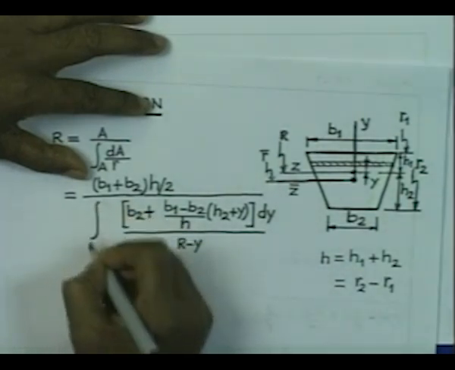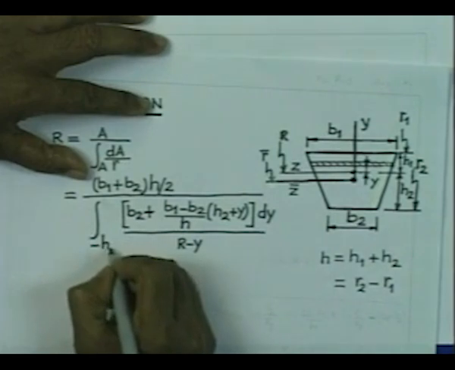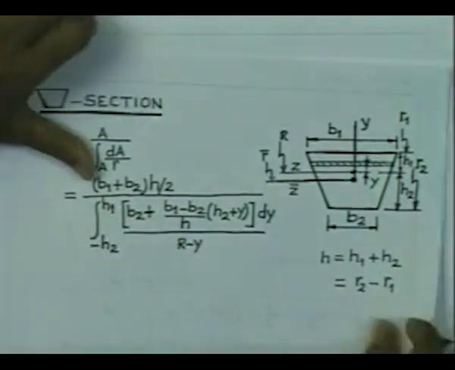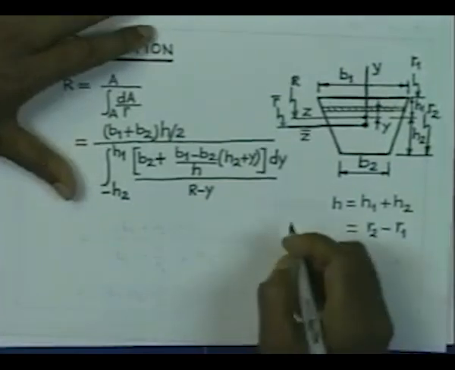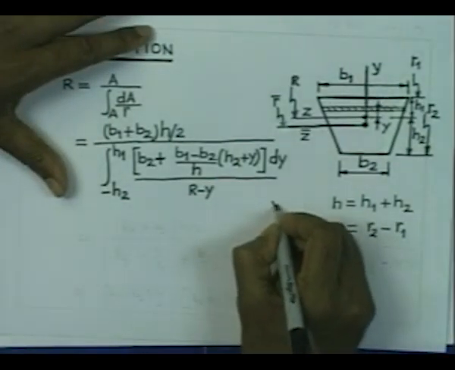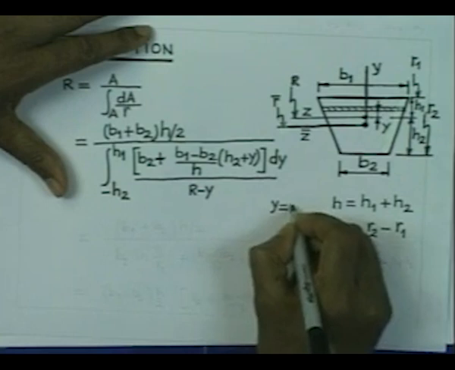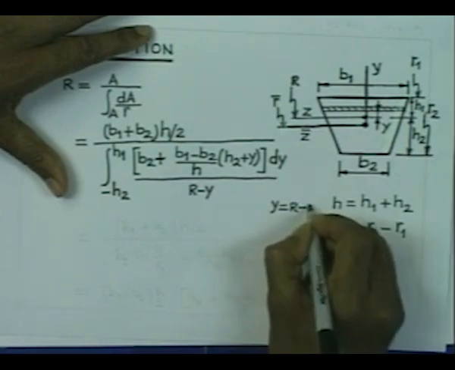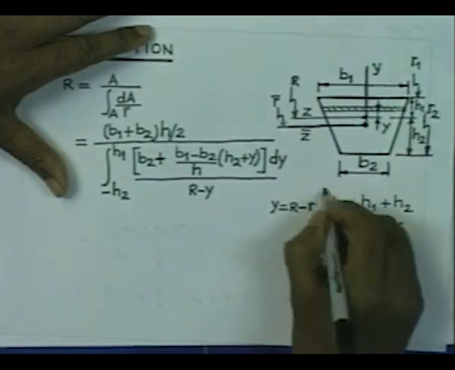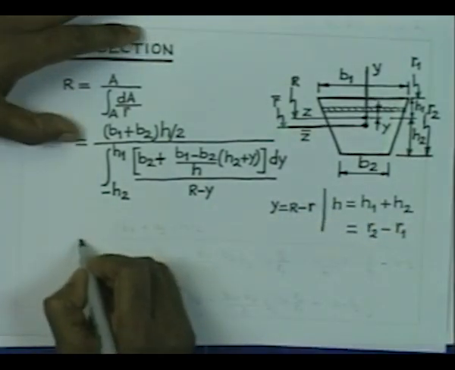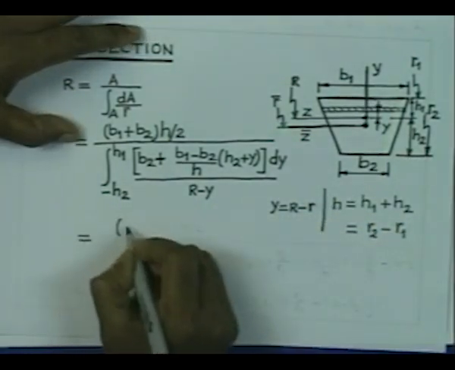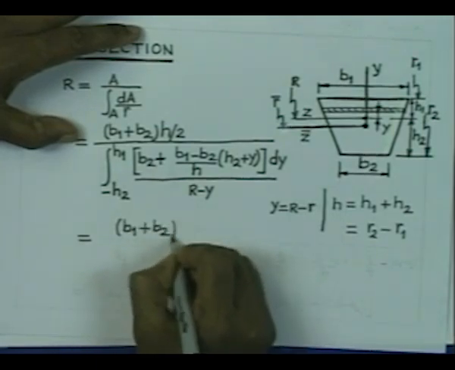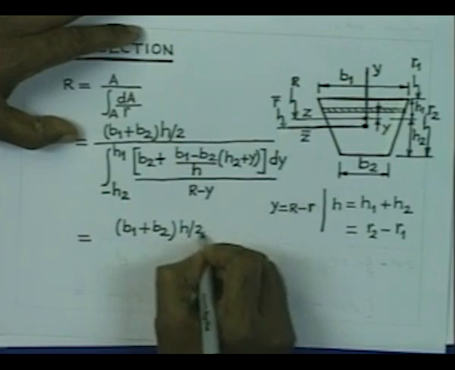and our limits of integration is going to be minus h2 to h1. Noting that y, we can write this thing as r minus r bar. We can now write this thing as b1 plus b2 times h by 2.